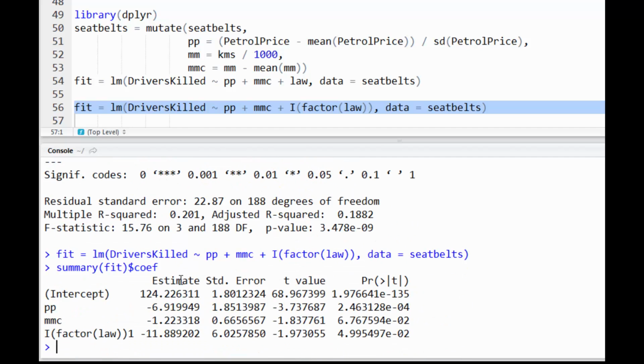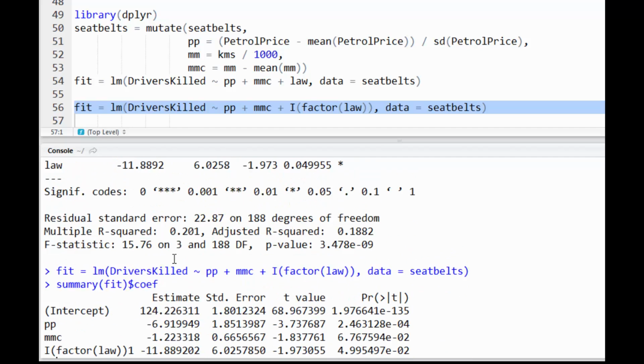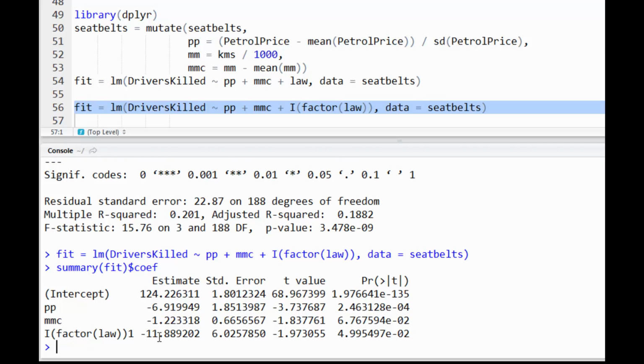Okay, notice that we get the same numbers, 124 for the intercept, -6 for the first one, -1.2 for the next one, and -11.9 for the other. R conveniently tells you which factor it's treating as the reference level for this variable. In this case, it's treating 0 as the reference level, and this -12, or -11.889, is associated with the factor level 1. So that's what this little notation after the variable name is in R's factor output: it's telling you which level this coefficient refers to.